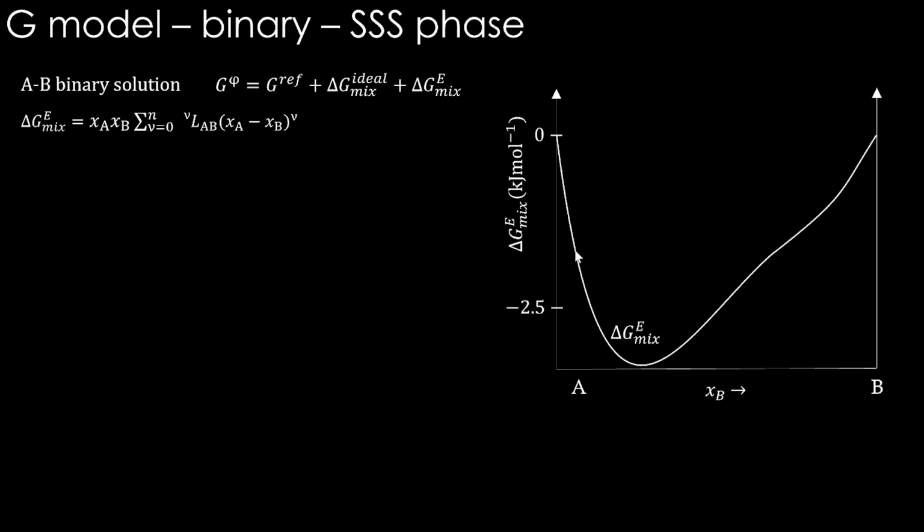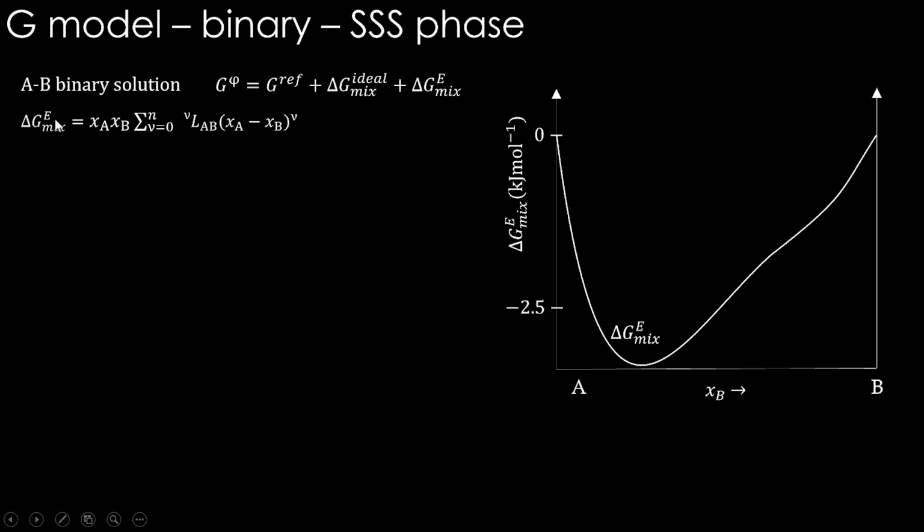So these model parameters, how are they useful? Based on this particular phase, let's say delta GE mix XS is like this, because G reference and delta G mix ideal are straightforward, easy to understand. Delta GE mix is the one which is difficult to model. Depending on case to case, it may get quite complex. In this case, it is like this. So you see the curve is quite complex already. How do we model this?